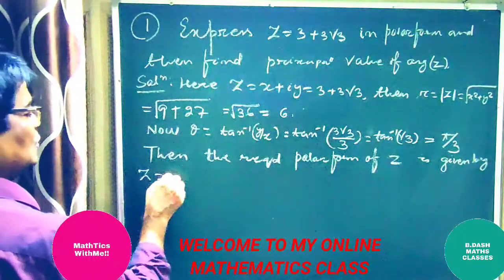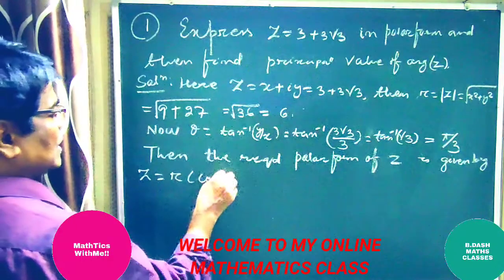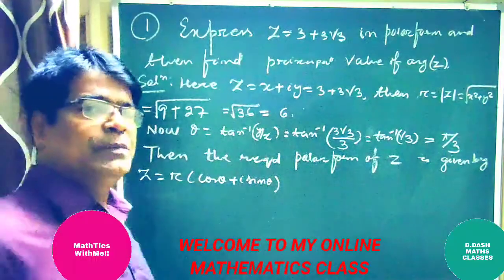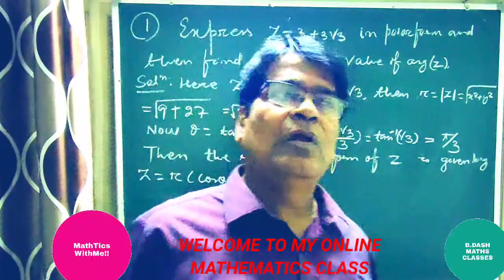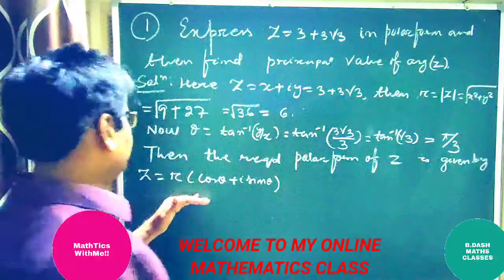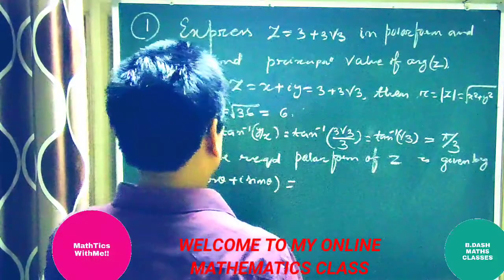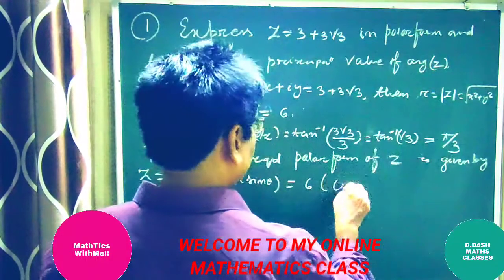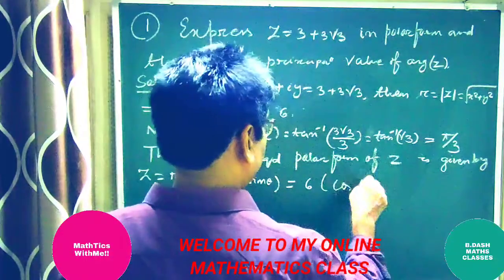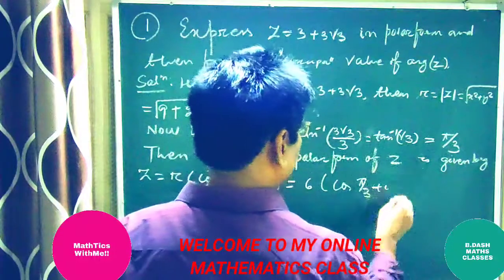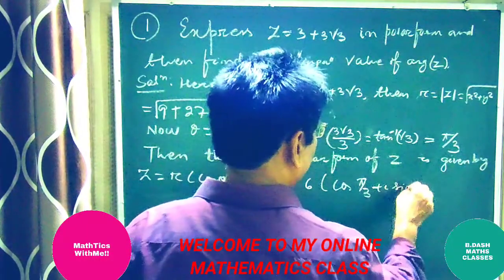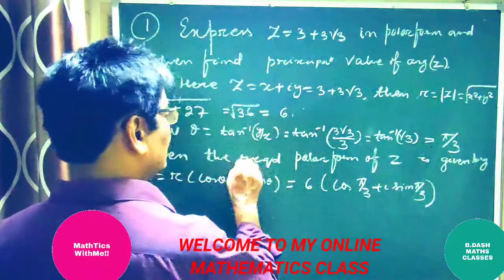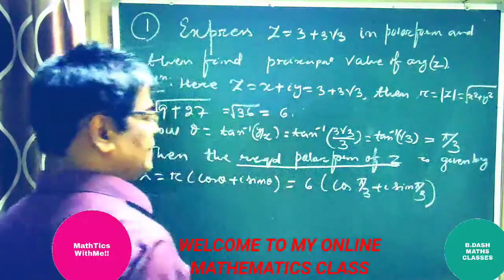z is equal to r into cos theta plus i sin theta. We know the polar form z is equal to r into cos theta plus i sin theta. So here r is equal to 6. This is 6 cos of pi by 3 plus i sin of pi by 3. So we get the required polar form of z.